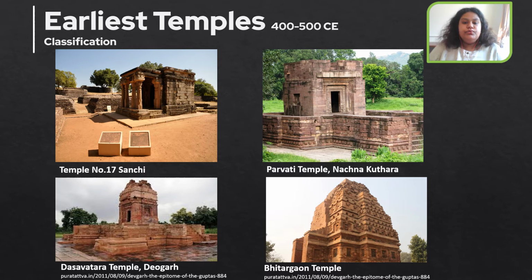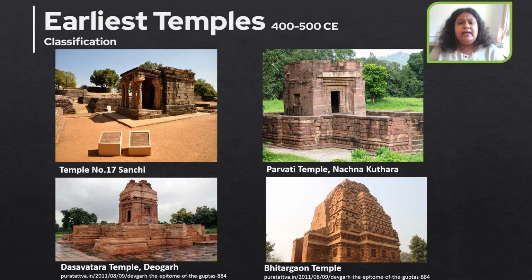Now we come to the classification of the temples. The first evidence of a temple, what we understand in the present context, we get from Temple number 17 at Sanchi, Madhya Pradesh. It is the first example of a temple where you can see there is a mandapa, and there are four pillars, and it has a square and flat roof with a shallow porch. And we do not get an example of the shikhara. The idea of the shikhara was still developing.